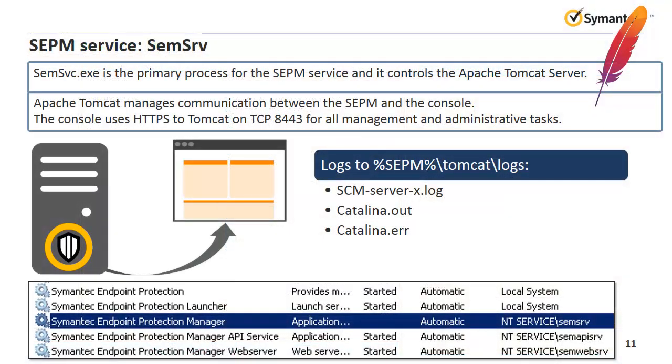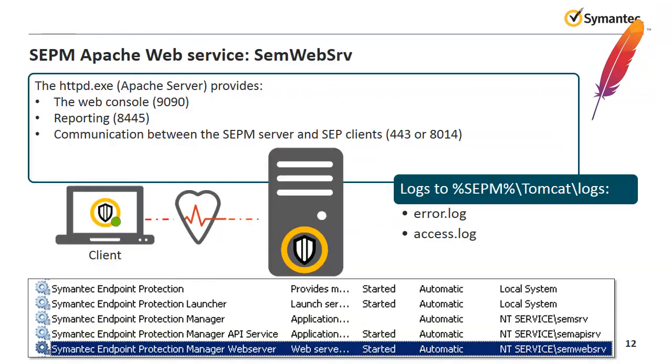Now let's talk about the processes managed by the SEPM services. Many interactions that you'll see is by semservice.exe. It's the primary process for the Semantic Endpoint Protection Manager service, and it controls Apache Tomcat server. Apache Tomcat manages communication between the SEPM and its console. If you're troubleshooting an issue with this process, reference the SEM server and Catalina logs in the Tomcat directory.